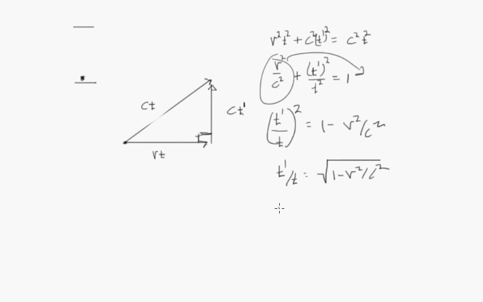And then we're going to flip it. T to t prime equals the gamma factor. This is the gamma factor, which is the cornerstone of special relativity. Now, this can give you the ratio of the time as measured from you to the time measured on board the craft.